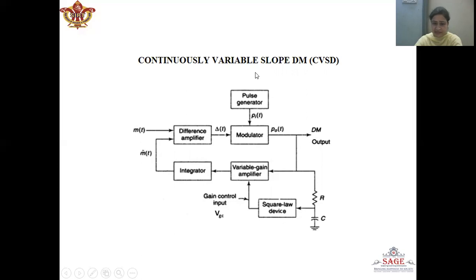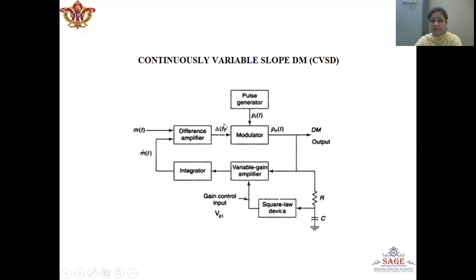Variable slope delta modulator is a type of adaptive delta modulation which works on the principle of the adaptive delta modulator. Here we can see that this is the message signal and this is the predicted sample or the previous sample prediction, and it is given to the difference amplifier, in which the two values are compared and the error signal is generated. Now this is the product modulator. This error signal is multiplied by the pulse generator, and when these two signals are multiplied, the output of the delta modulator signal will be generated.